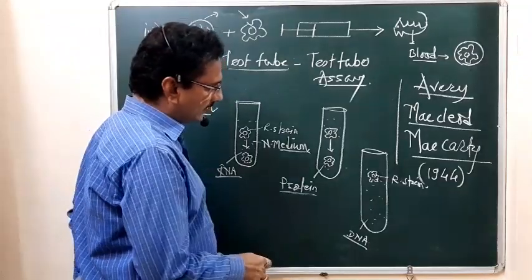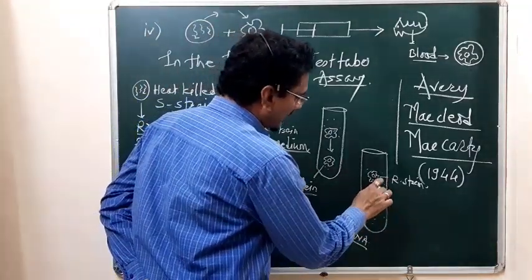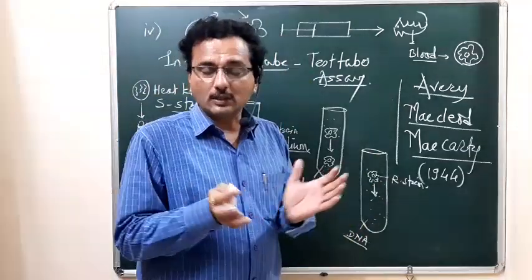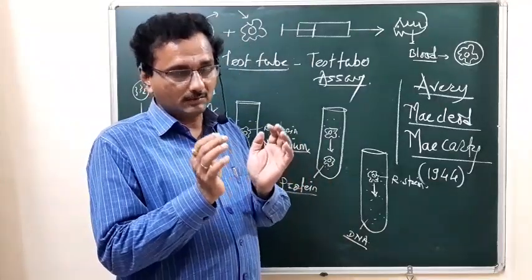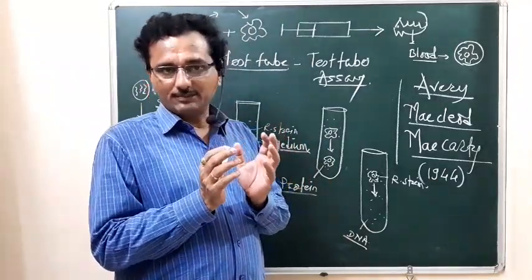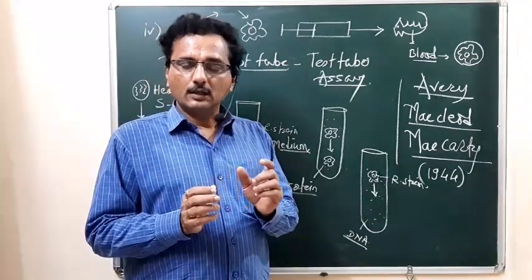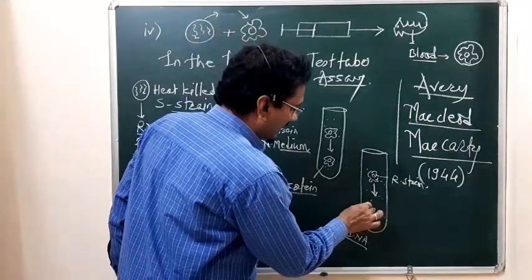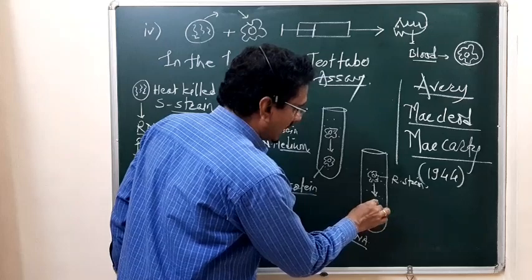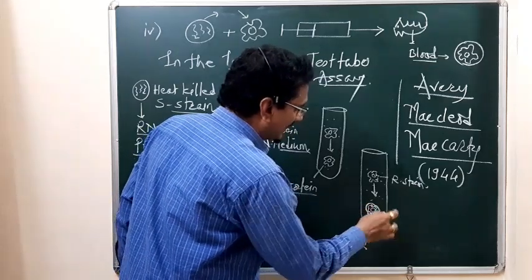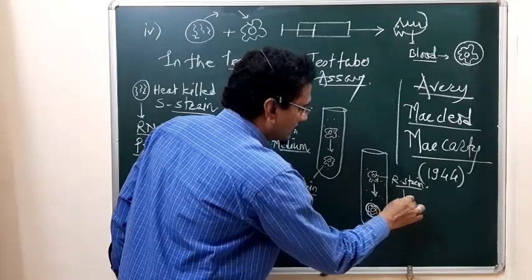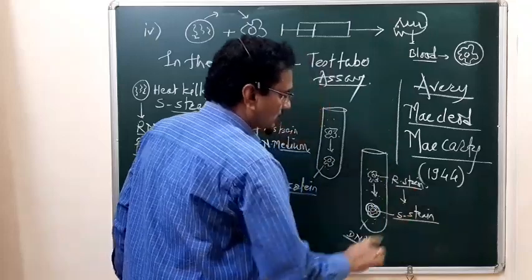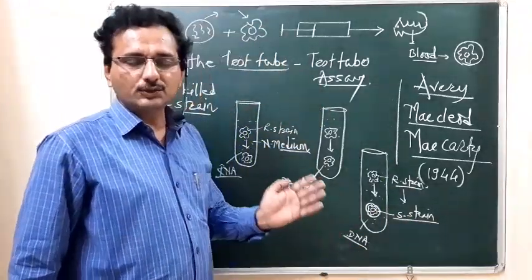In the presence of DNA, this rough strain immediately changes property. It synthesizes the capsule around itself. That capsule, as we mentioned in the previous lecture, is made up of polypeptide and polysaccharide units. So this rough strain is changed into the smooth strain, and you know that the smooth strain has the capacity to cause disease.